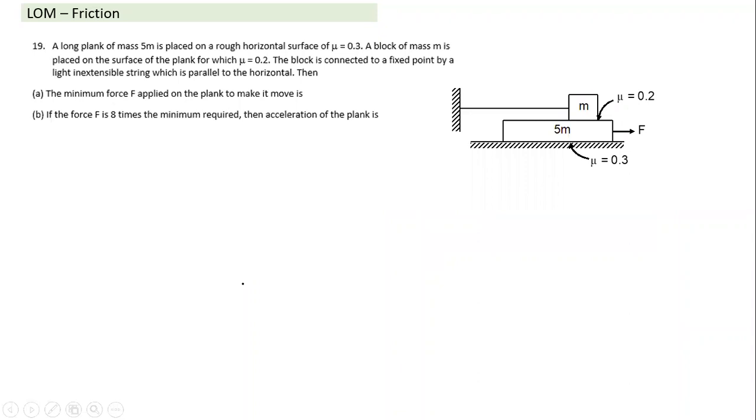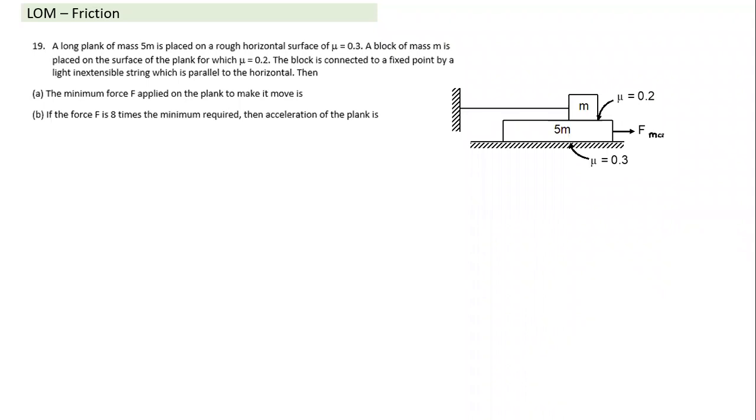Now we come to some questions with 2 blocks, and some people have little difficulty with 2 blocks, but even this question is fairly straightforward. What is given here? This is the block placed here, and the figure is clear. Okay, and here the mu is 0.3, this mu is 0.2. The question's first part: what is the minimum value of force needed to apply on the plank to make it move? So here also we have to take the minimum.